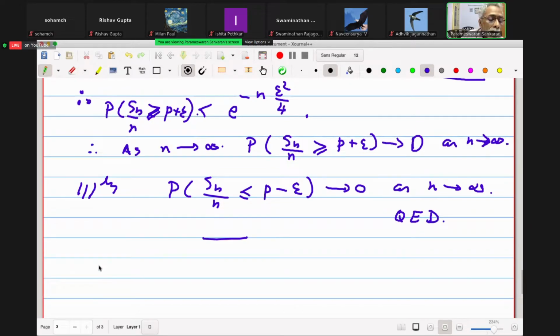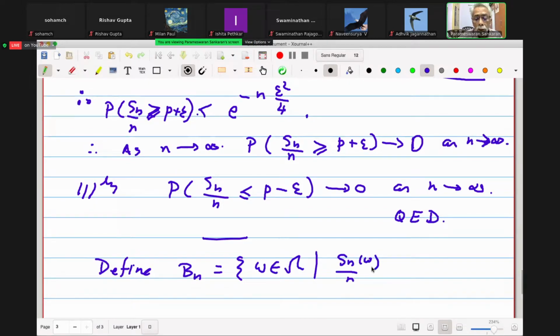So define B_n to be the set, which is, I think, maybe all ω in capital Ω such that |S_n(ω)/n − p|, in absolute value, is less than or equal to epsilon.